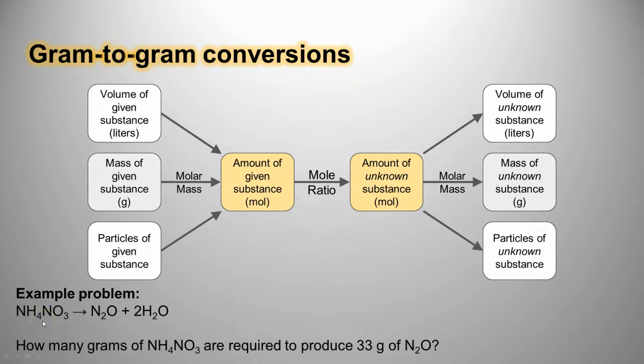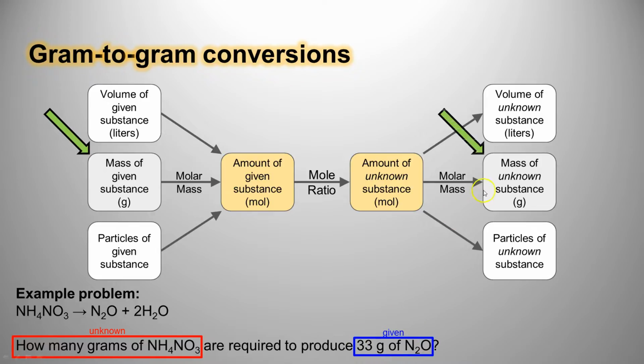Ammonium nitrate is going to break down to form nitrous oxide and water. The question is, how many grams of ammonium nitrate are required to produce 33 grams of nitrous oxide? Here's my unknown, grams of ammonium nitrate. That's my mass of my unknown, and I'm trying to get 33 grams of nitrous oxide to make that. So I'm going from a mass of a given substance, which is right here, to get to a mass of an unknown substance, which is right here.